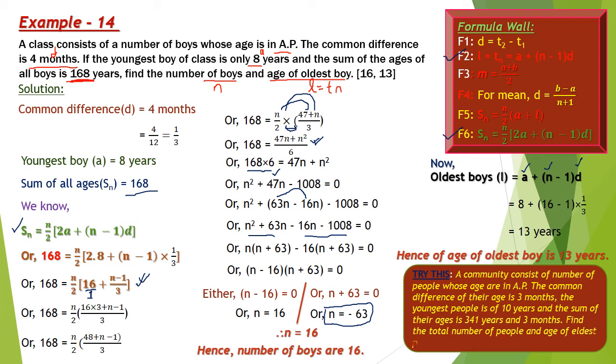You can see the sum of their ages is 341 years and 3 months. What we have to do in that case is convert that sum into years. Sn will be 341 plus 3 by 12. Now you can use your calculator for this. 12 months must be converted to a year. This is the way to convert to years.